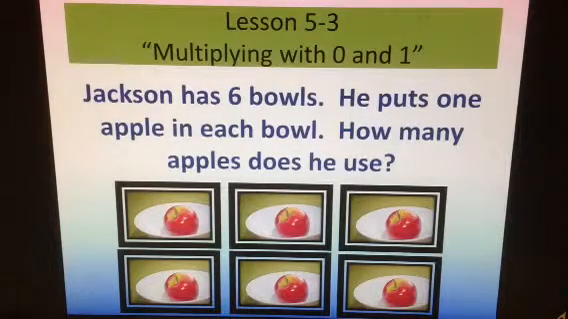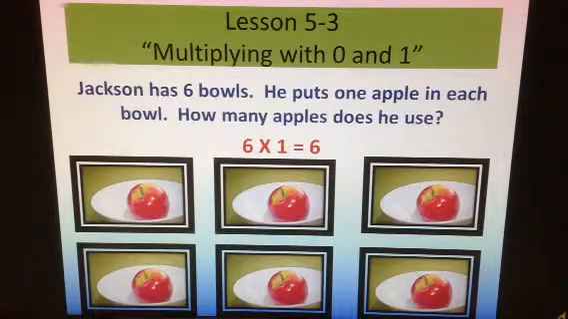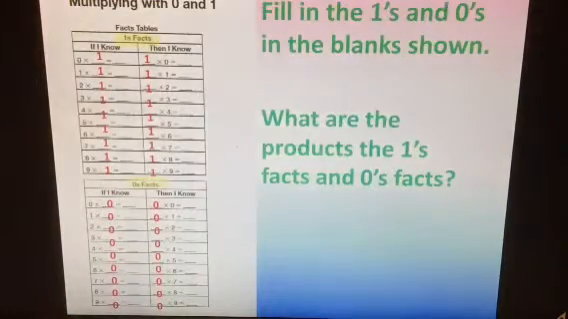Here's a problem we talked about today. Jackson has 6 bowls. He puts 1 apple in each bowl. How many apples does he use? Students looked at the pictures, they thought about this, and they knew that this question was asking them what is 6 times 1. 6 times 1 equals 6 because any number times 1 equals that number.